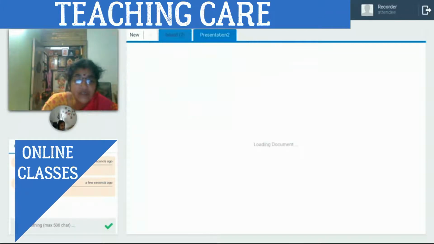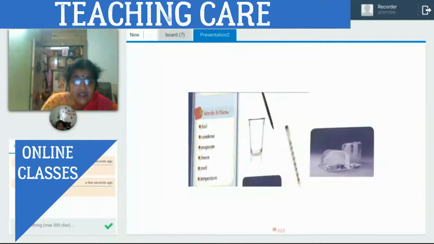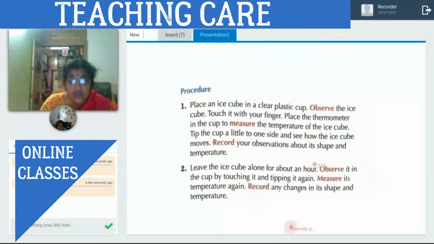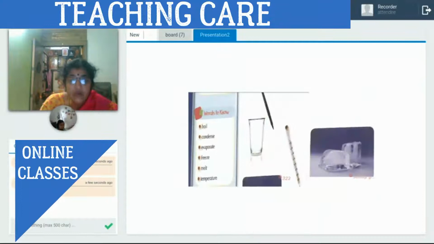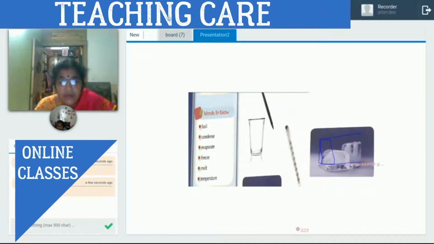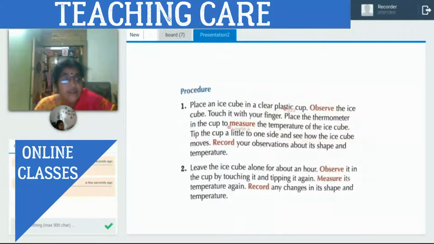I can see this now. Sorry. So this experiment we have done, no? We have to do this experiment with an ice cube. This is the first page of your book. You are taking a clear plastic cup, ice cube, thermometer, marker. Place an ice cube in a clear plastic cup. Observe the ice cube, touch it with your finger, place the thermometer in the cup to measure the temperature of the ice cube. Then tip the cup a little to one side, see how the ice cube moves. Record your observations about its shape and temperature.